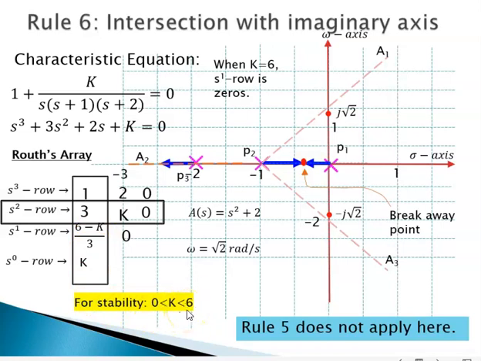If you substitute k is equal to 6, 6 minus k divided by 3 is 0. So you have an entire row of zeros.